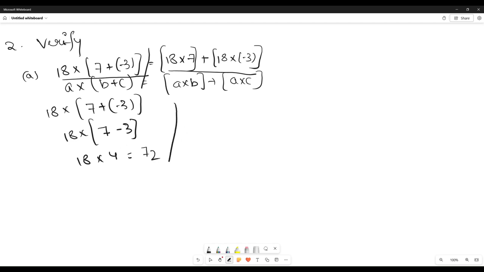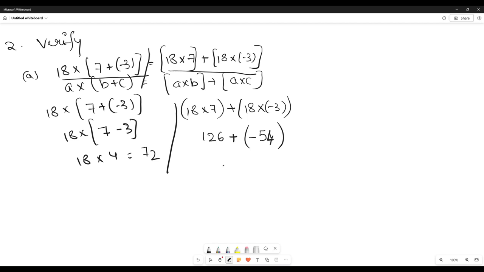And the next part, 18 into 7 plus 18 into minus 3. First remove the brackets. 18 into 7 is 126 plus 18 into 3 is 54. But it is positive and negative. It is always negative. It is a 4.